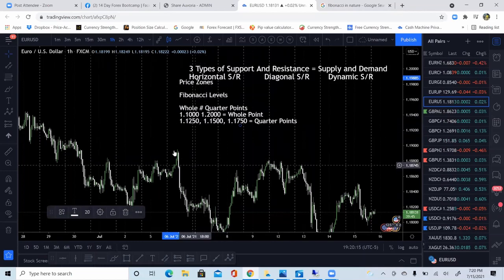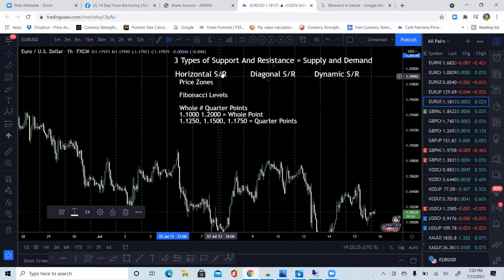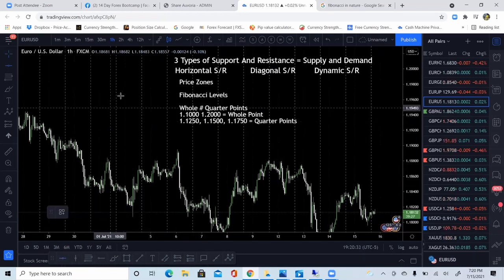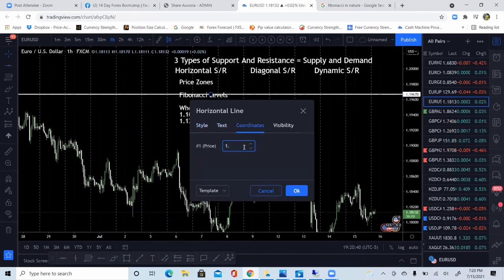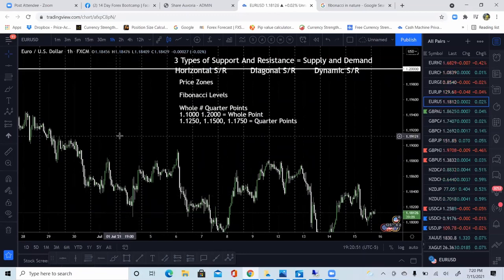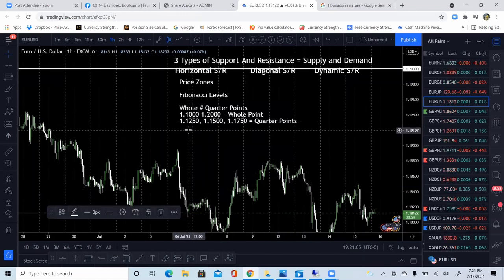So got quarter points. So let's look at some whole and quarter points that we would see in this chart. All right, so let's go here. I see 1.2000. So I'm gonna take a line, take a line here and then just change it to 1.2000. And then I'm gonna copy this line. Then I'm gonna take that and put it at the next quarter point down. So 1.1750.